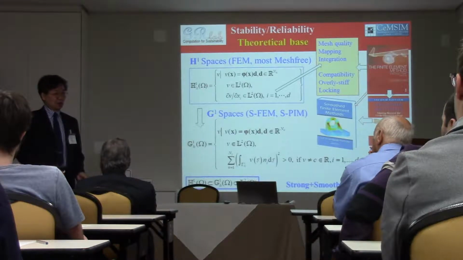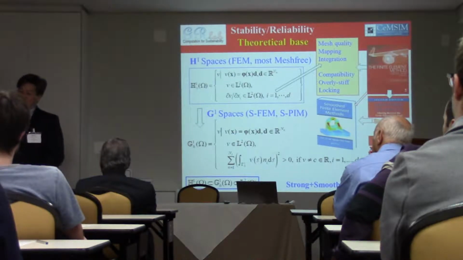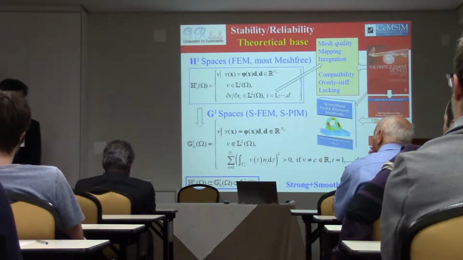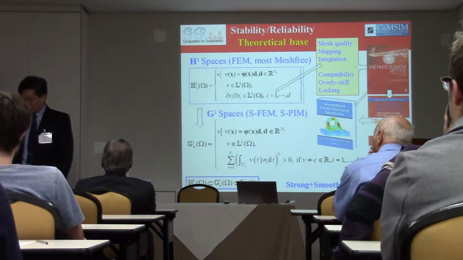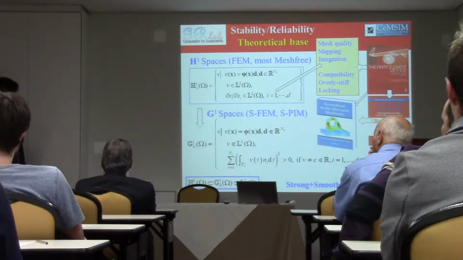If it is a strong form, I don't have function space. So there's no way I can make sure the model that I created is going to be stable or the solution is reliable. Then I have to look at other means.